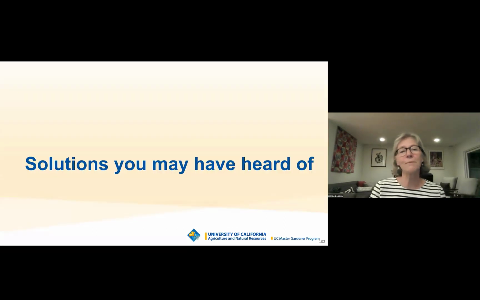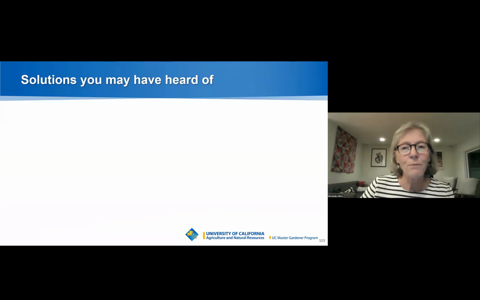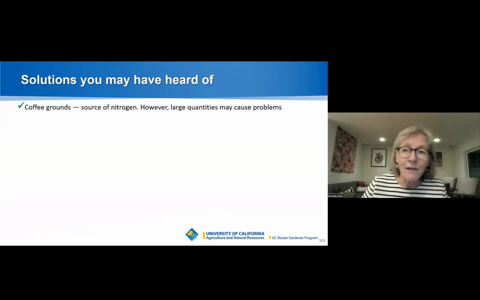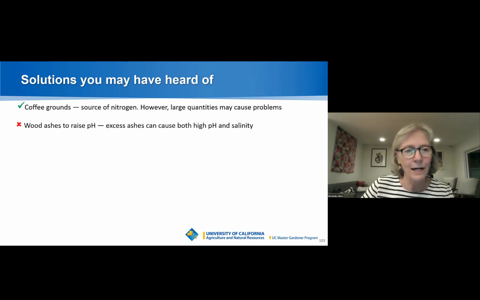I'm going to move on to some solutions you may have heard about in your gardening experience, in your gardening world. So you may have heard, for example, of coffee grounds. What about coffee grounds? Well, they can be a source of nitrogen. Large quantities that you might get from a local Starbucks or Pete's, if you dump them all in one place, that could cause a problem. So, everything in moderation. But coffee grounds can be a good source of nitrogen. And I, for example, add them into my compost pile. I don't put them on the garden bed directly.